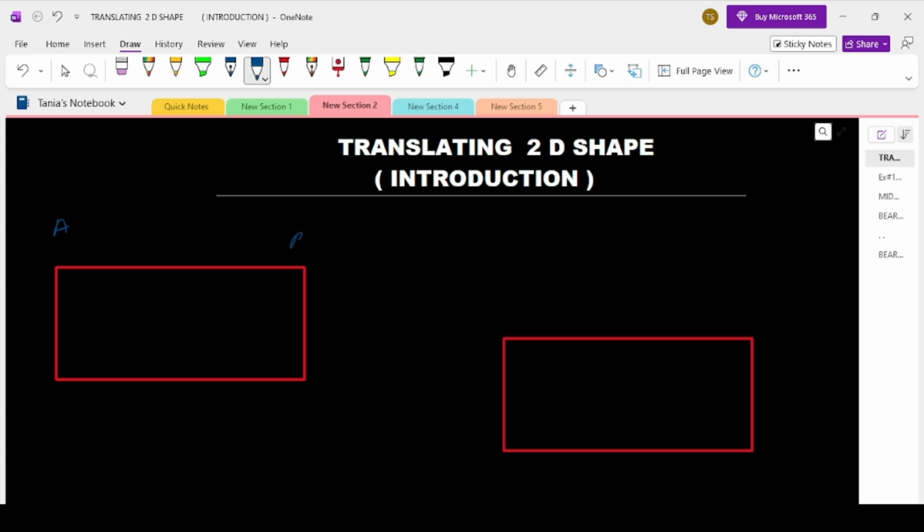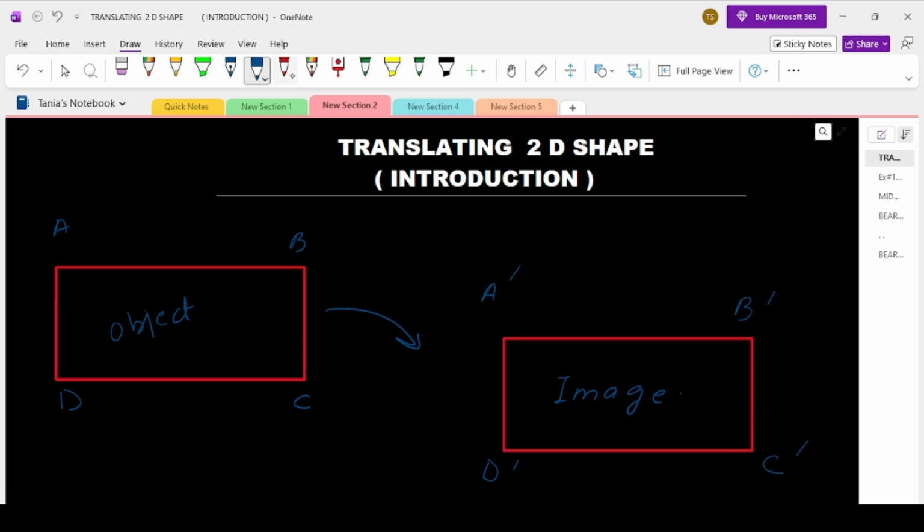For example, if the figure is A, B, C, and D, and this is an object, and then we are translating that figure to the right side, it will be called the image. So the coordinates must change from A to A dash, B to B dash, C to C dash, and D to D dash.